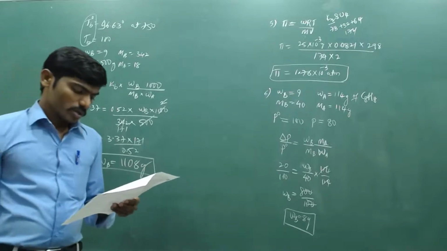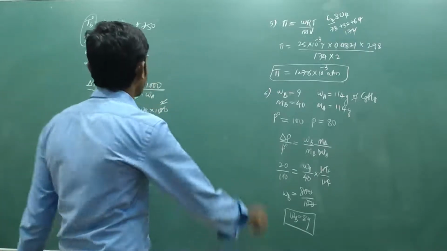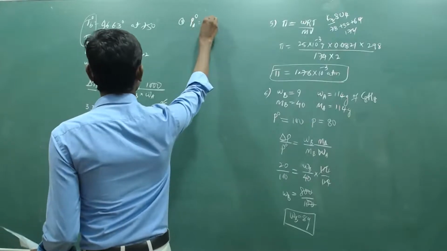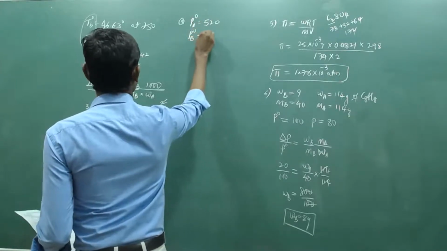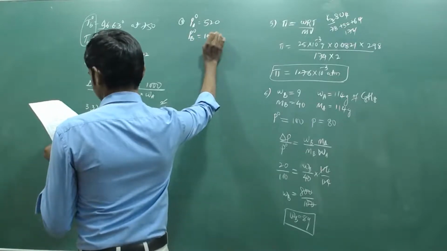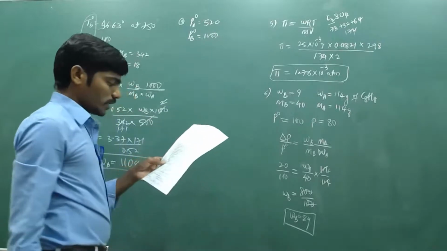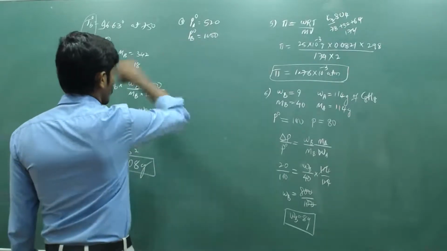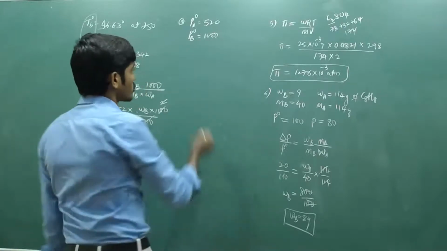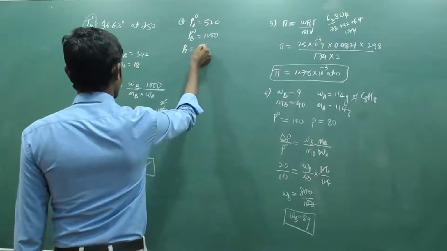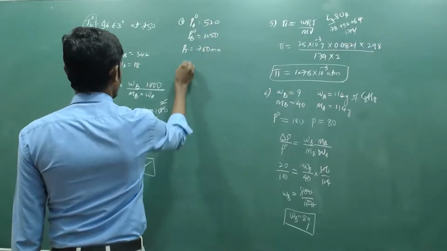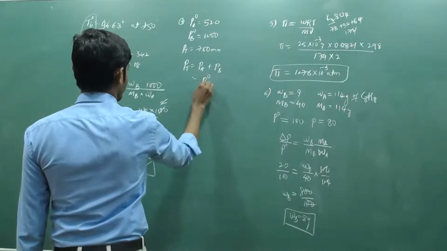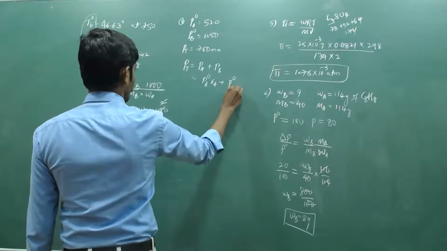At 80 degrees, the vapor pressure of pure liquid A is 500, whereas vapor pressure of pure liquid B is 1000. If the mixture of solutions A and B boils at 1 atmosphere, the boiling point is related with the vapor pressure. So the total vapor pressure is given at 1 atmosphere, that is nothing but 760 mm. So according to Raoult's law, P is equal to PA plus PB. So total P is nothing but P naught A into XA plus P naught B into XB.